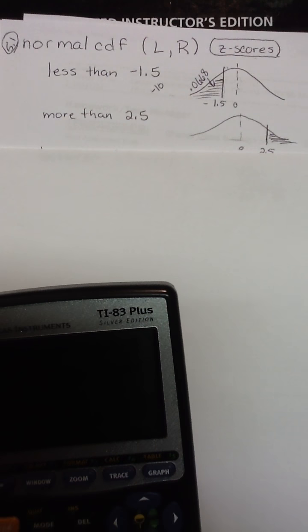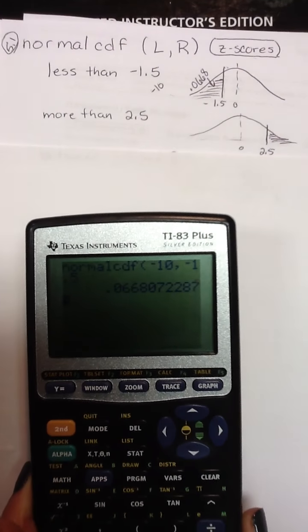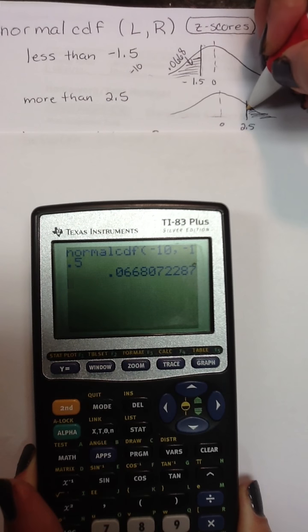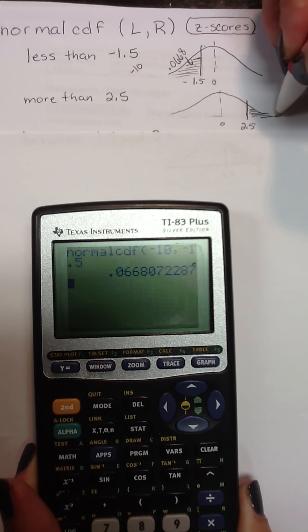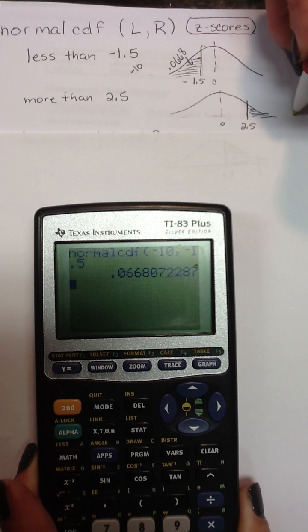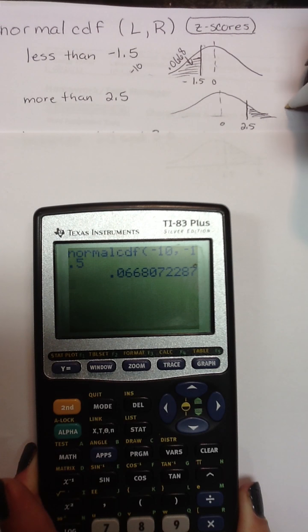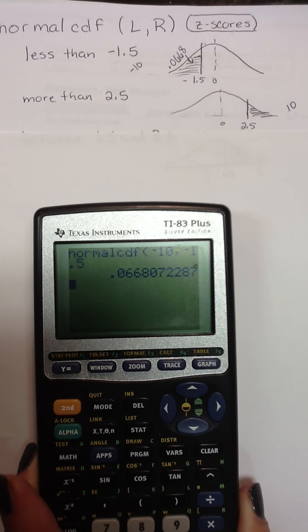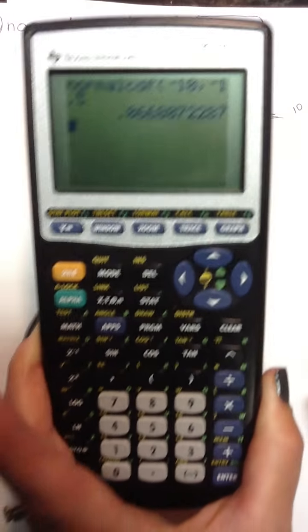Now if it says more than 2.5, that means we have the left bound at 2.5 and we have to use a ridiculously high z-score for a right bound. Well, ridiculously high. 10 will do the trick.